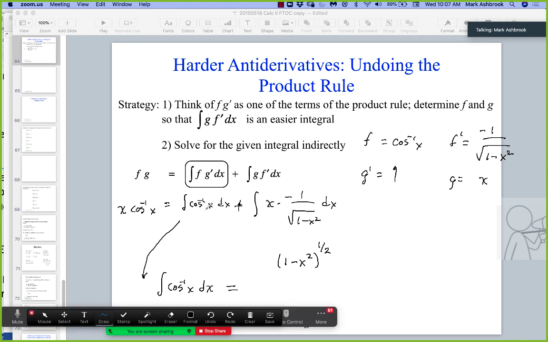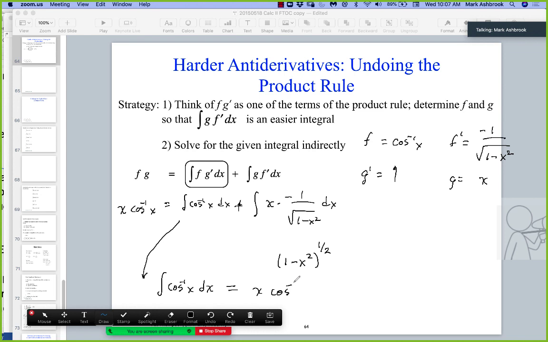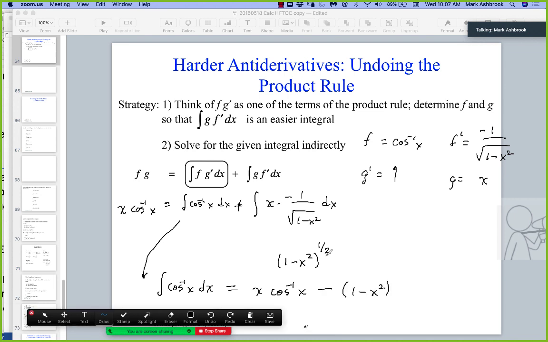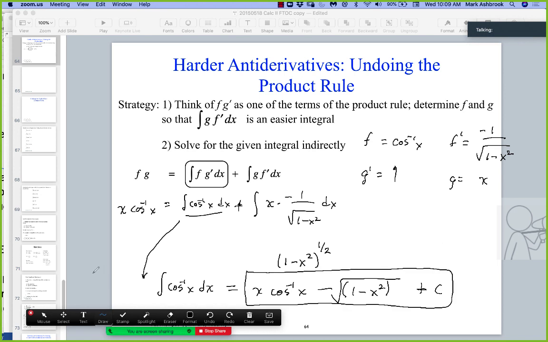Okay. So now we're ready here. Our open form is going to equal x times cosine inverse, minus this antiderivative, which is 1 minus x squared, and it's 1/2, let's just do square root over it like this, then plus c. Okay, questions on this example? Any questions on this one? Are we good? All right, so let's review the common forms.